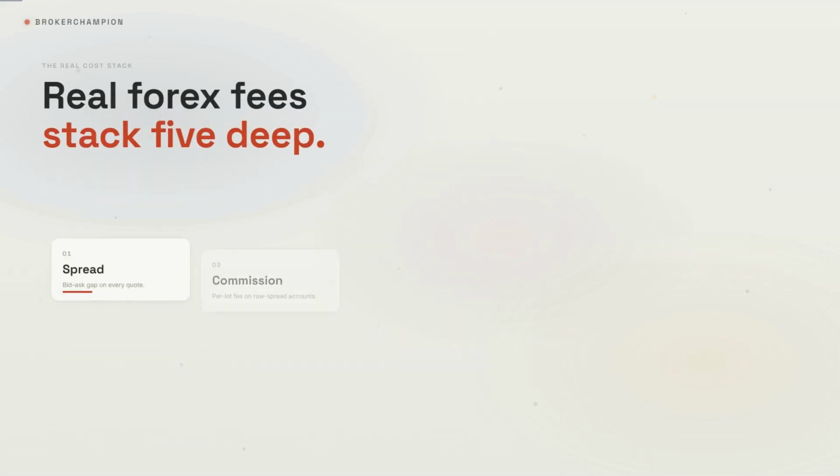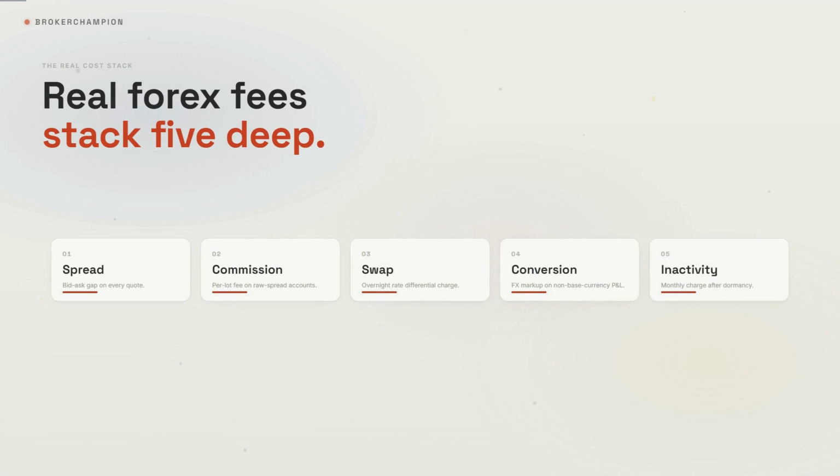There are 5. Real Forex fees stack: spread, commission, swap, currency conversion, and inactivity. On a typical Euro-US dollar trade at a regulated broker, the all-in cost runs between $5 and $14 per standard lot, and the breakdown depends entirely on how you trade.